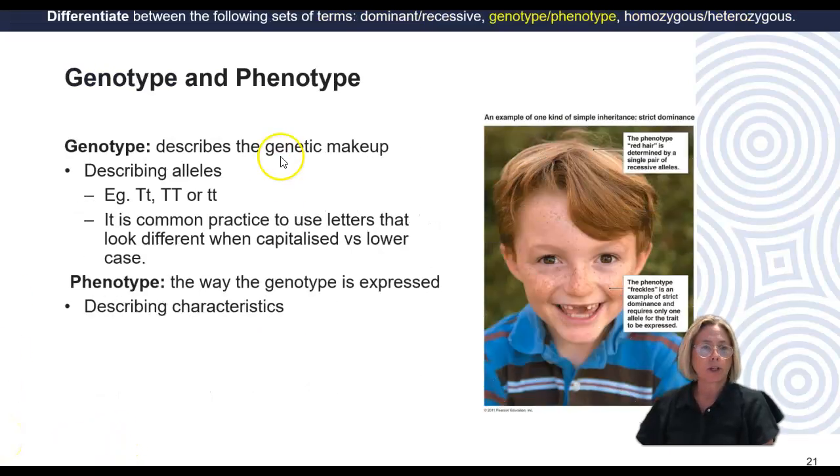Other important terminology to know about is the difference between genotype and phenotype. Genotype, as its name suggests, describes genetic makeup. It describes the combination of alleles that a person inherits from their parents. For example, it might be heterozygous, so a pair of alleles that are different for a particular trait. Or it might be the inheritance of two similar alleles, either two dominant alleles or two recessive alleles for a particular trait.